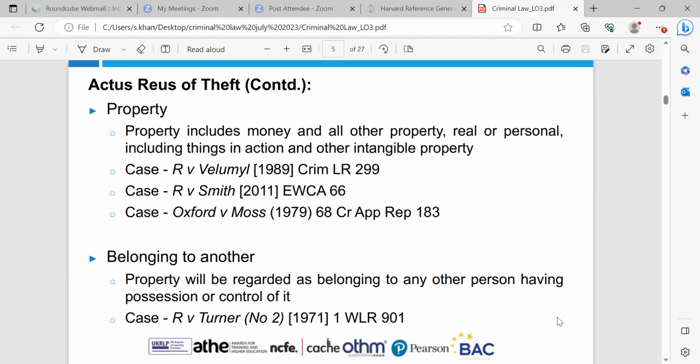An important case in regards to that is the case of Turner. In this case, it was about theft of a car which was in the possession and control of the garage. The facts are that the defendant, T, took his car to a garage for repairs.